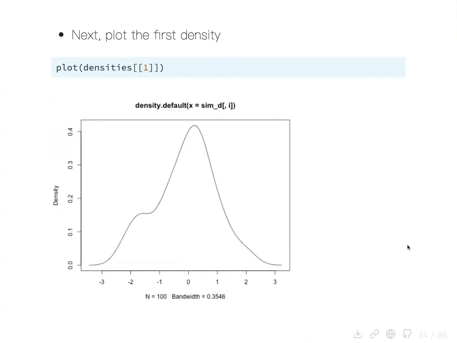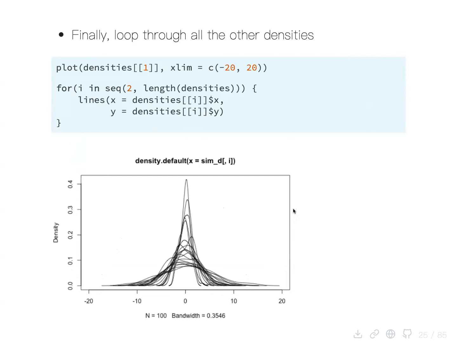But next we would plot the first density, right? So we just say plot densities, double bracket 1, we get the first density. Then if we wanted to plot the rest of the densities, we could use this lines function. This is base R plotting stuff, okay? But now I'm saying for a sequence from the second observation, because we already did the first one up here, through the length of densities, give me a line where x is equal to densities double bracket i x, and the y is equal to densities double bracket i y. Okay, and that plots all of them.